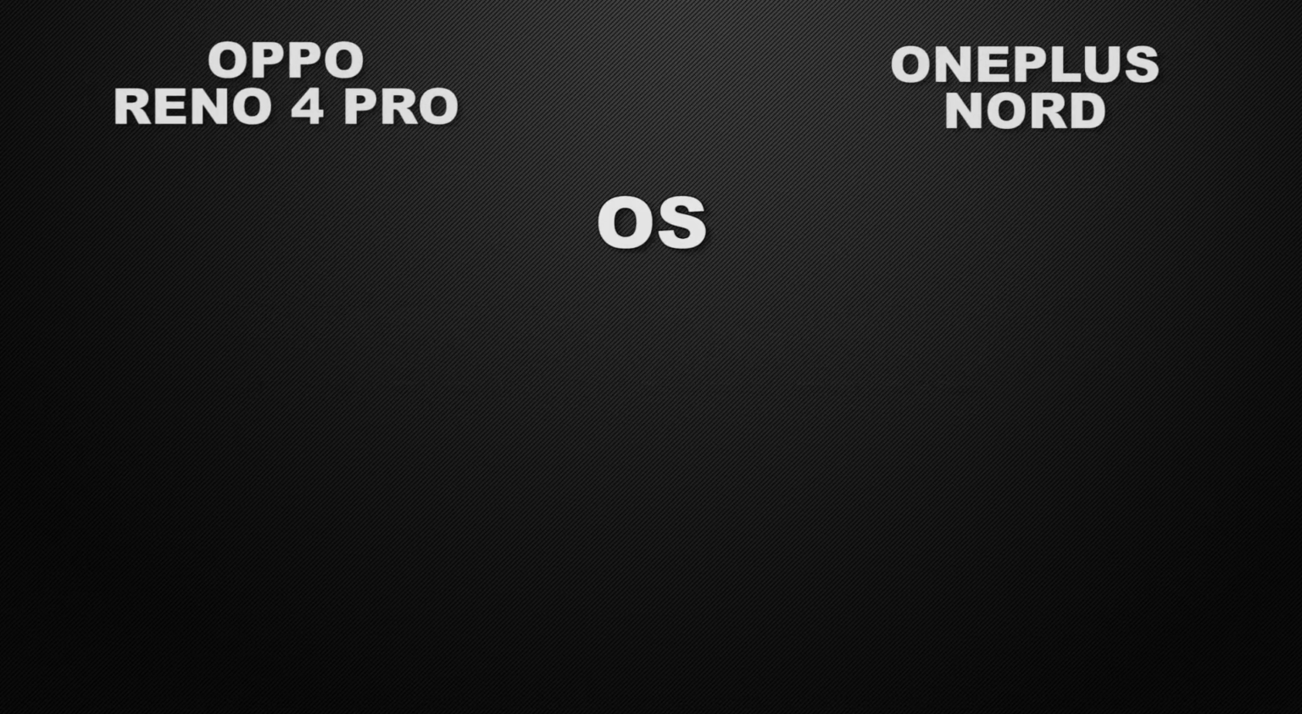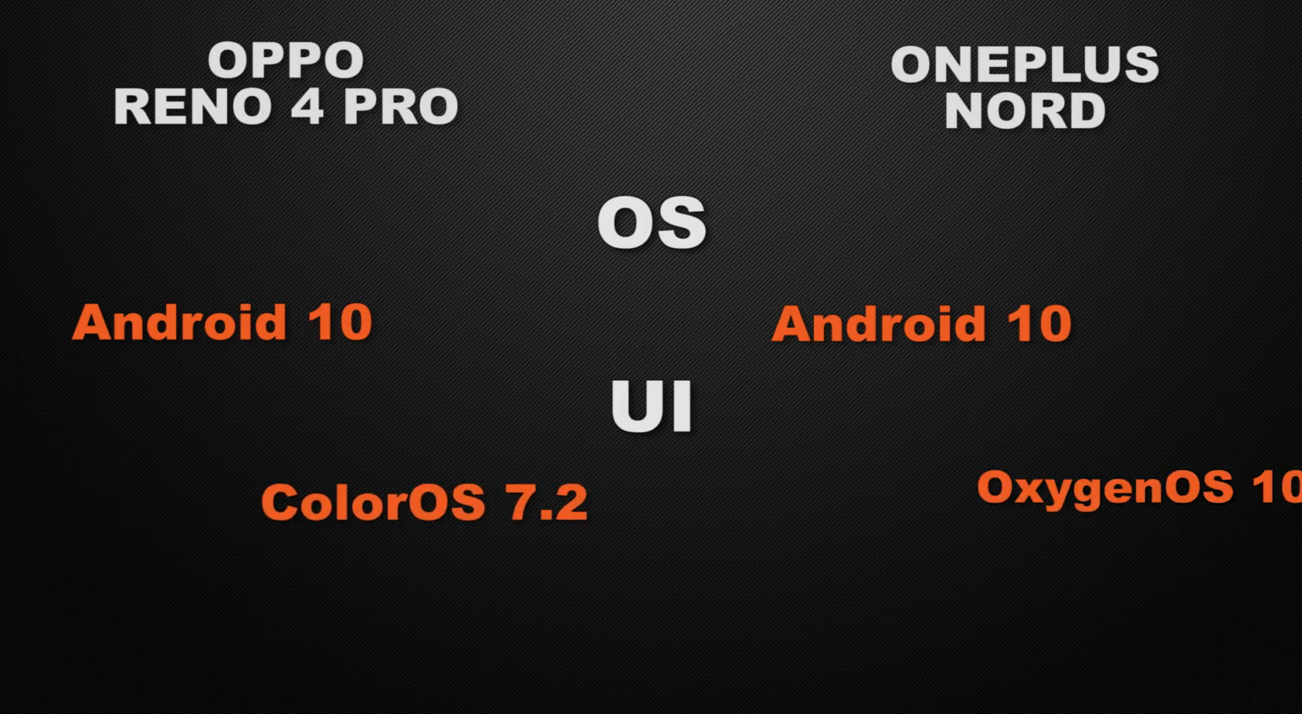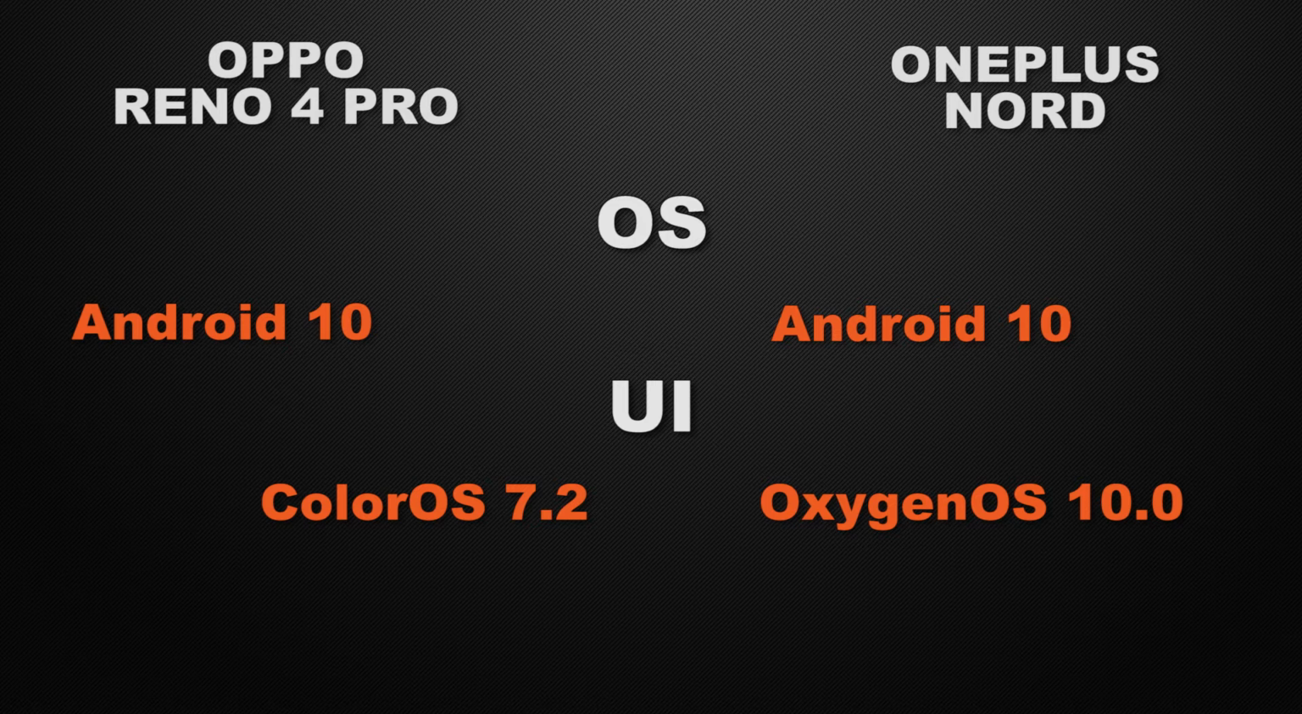Moving to the performance of the devices. Let's start with the operating system of the devices. Both of the devices come with Android 10 support. So it's a tie here. And about the user interface of the devices, Reno 4 Pro has ColorOS and Nord has Oxygen OS. So I will call it a tie here because it's your personal choice which UI you like or not.